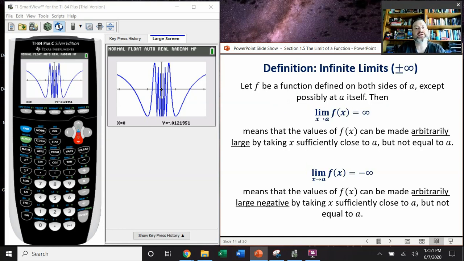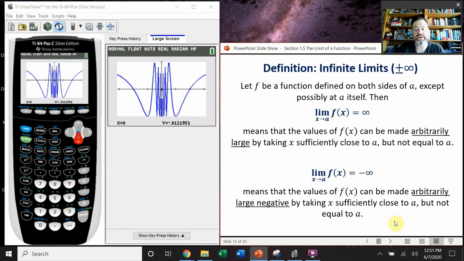Next up, we have infinite limits. So these are just plus or minus infinity. And all this means is that the value of f of x, so the y-coordinate, can be as big or as small as you want as you get closer and closer to this number a, whatever it happens to be. Right? So that's what this phrase arbitrarily large means here. It just means as big as you want for infinity, and for negative infinity, as small as you want.